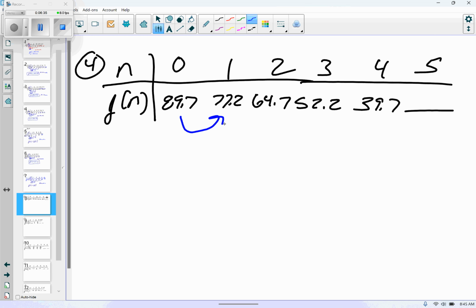This one, it looks like I'm adding, or no, I'm actually subtracting, aren't I? Okay, let's see. 89.7 minus 77.2, it's a 12.5.